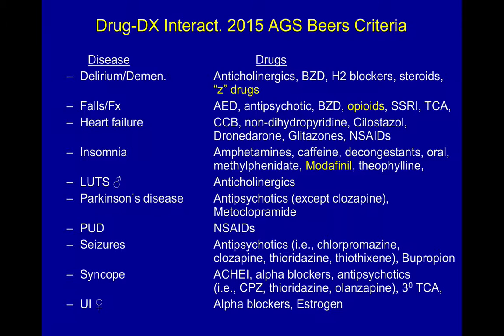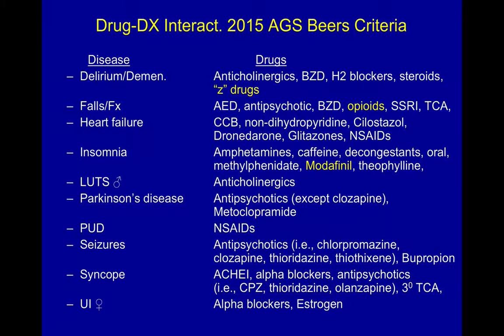Heart failure, we try to avoid calcium channel blockers, especially non-dihydropyridines like diltiazem and verapamil, because they can suppress the AV node and worsen ventricular cardiac output. Drugs that can cause fluid retention, like the glitazones and NSAIDs, we try to avoid.